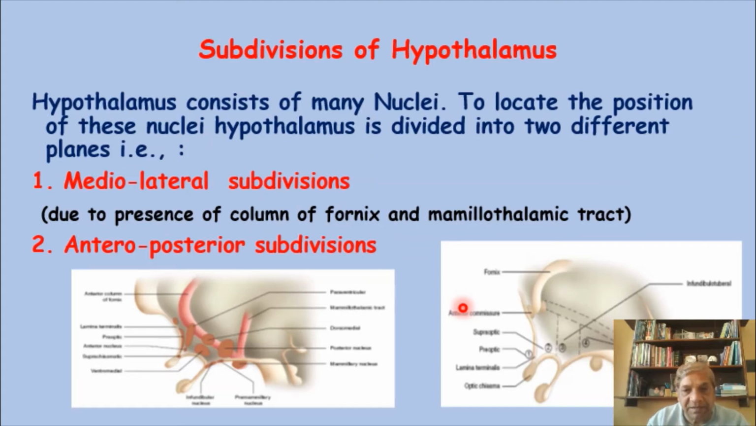But there is a better subdivision which does not take medial or lateral into consideration. Here the group of nuclei are divided into four subdivisions, and they are numbered from anterior to posterior, hence it is called the anteroposterior subdivision. Of the four anteroposteriorly organized subdivisions, the first is the preoptic, where it is written 1.